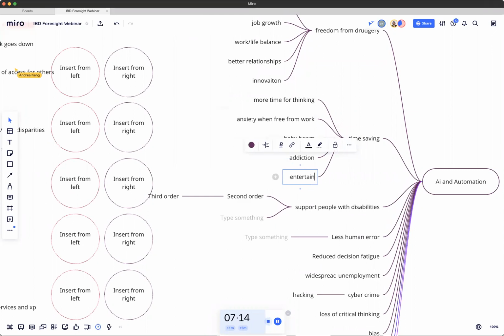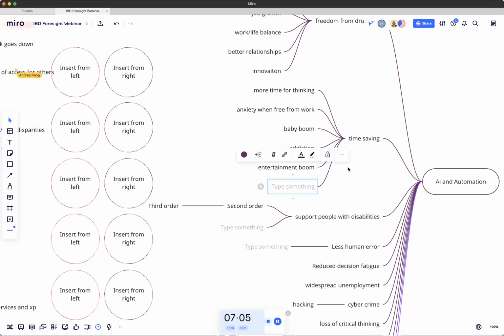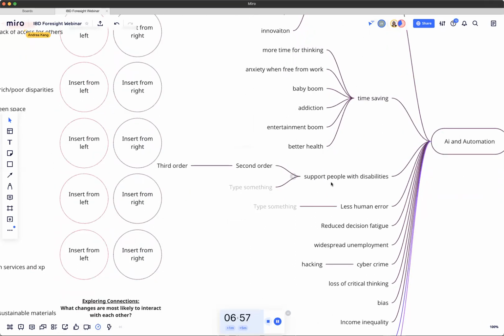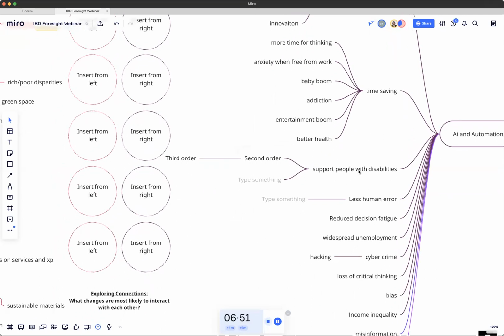Better health. Yeah, okay. Cool. Personality crisis. Let's talk about, anybody want to talk about this support people with disabilities thing? I thought that was an interesting one. I wouldn't have thought about that off the top. So what happens if AI is better supporting people with disabilities?